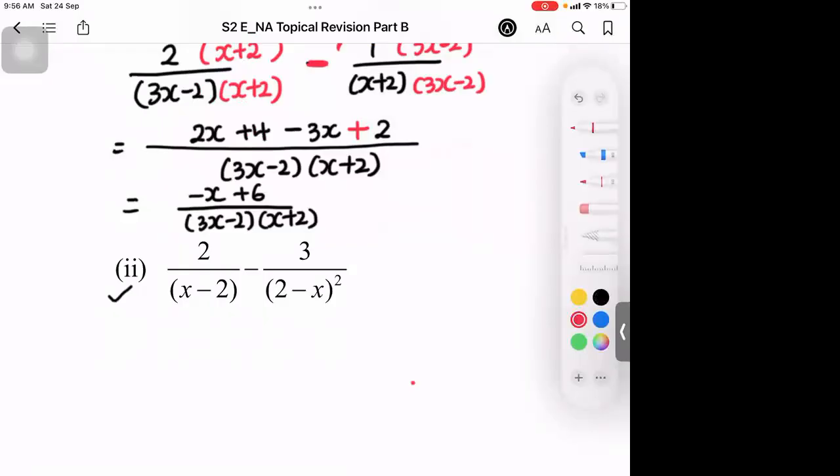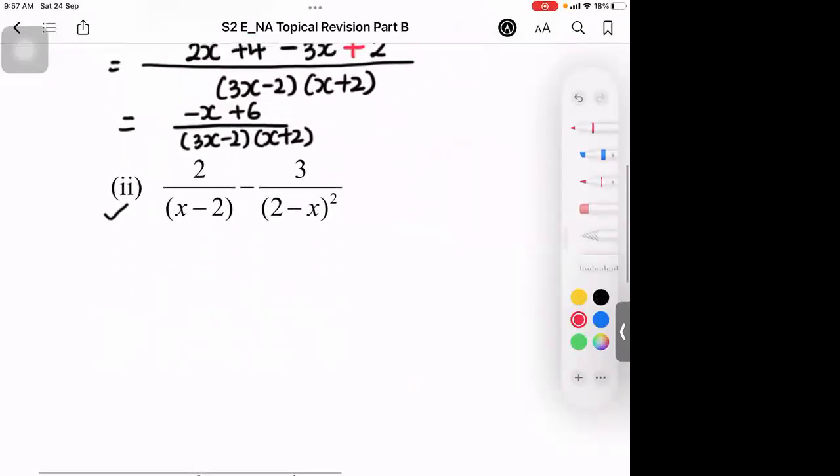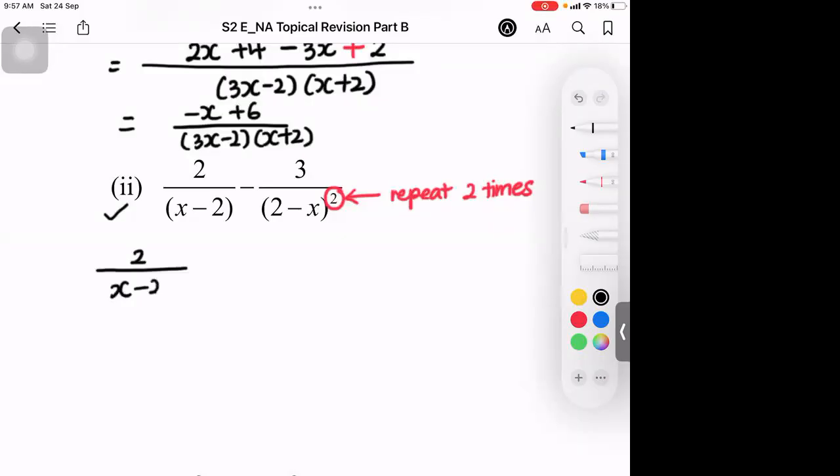This one can be easily confusing, so must take a look at this. First one, what is this thing square? When you have this one square, it means repeat 2 times. It means you need to write it, repeat it 2 times. So what do we have? We have 2 over x minus 2, then 3 over, I'll write this as 2 times 2 minus x, 2 minus x. Is this okay?